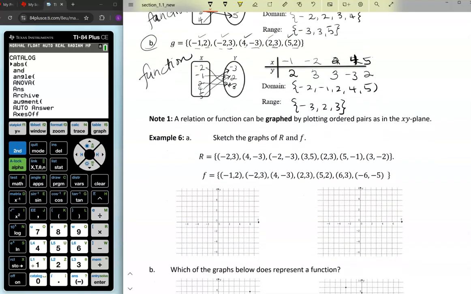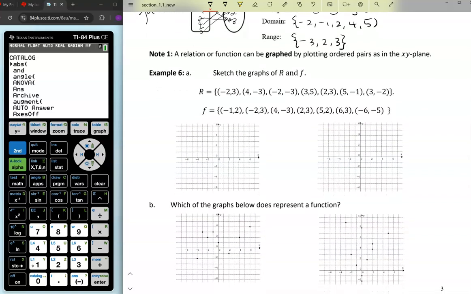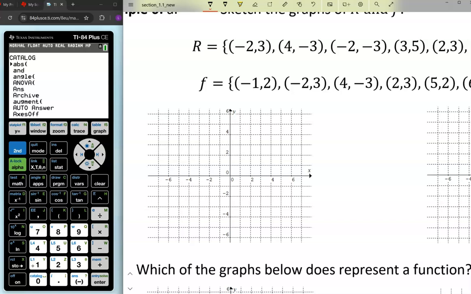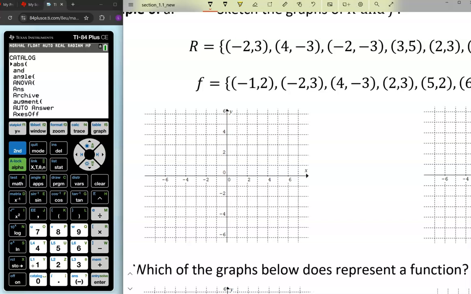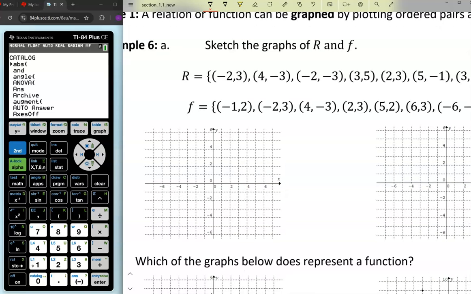Okay, so the next example, we're going to plot these ordered pairs. The only thing I have to warn you about is check your scale every time. It changes on these graphs. It's not very consistent. So as we take a look at this scale, notice that it is a scale of 1. They have the even numbers marked. So we go through here.